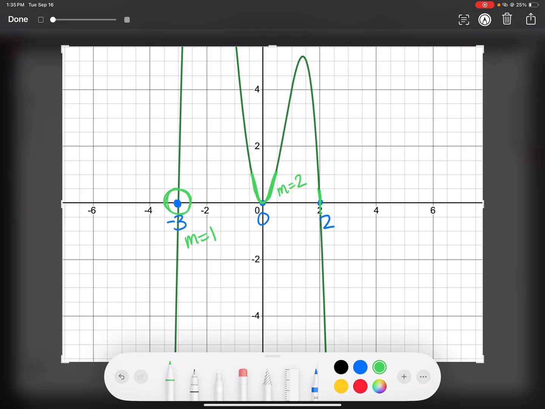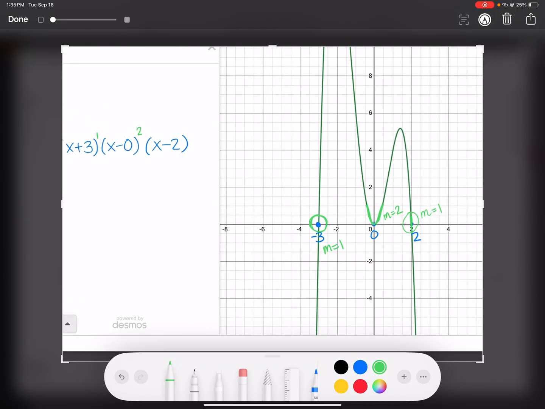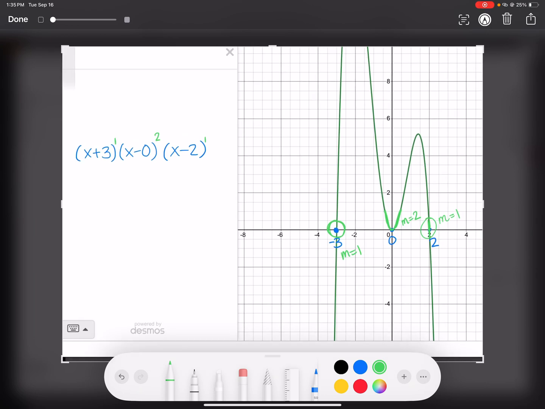Okay. And then lastly, where the graph hits the x-intercept of 2, it's a straight line again. So again, this multiplicity right here would be 1, just like it was for our x-intercept of -3. So that factor is still going to have an exponent of 1 for my x-intercept of +2.